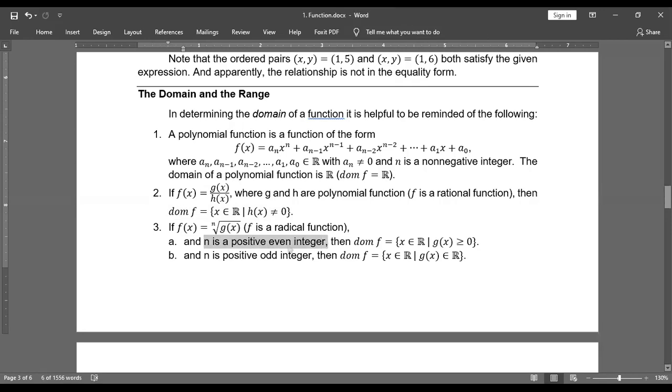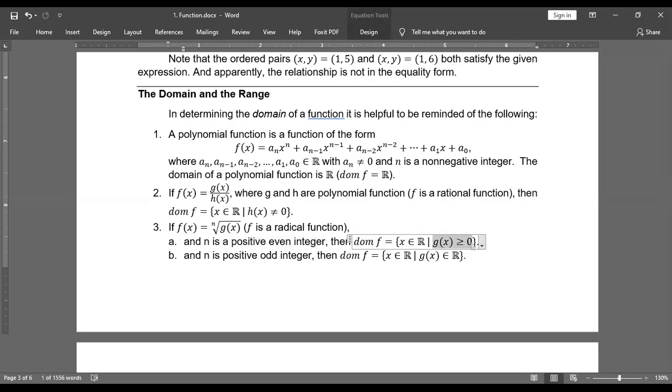Okay. Now the two cases are, if the index is even, square root, 4th, 6th, 8th root, 10th root, 12th root, and so on. The domain of the radical function is said to be all set of x element of R such that g of x or the radicand is greater than or equal to 0. Okay, we also have a restriction here. Our restriction is that the radicand must not be lesser than 0 or it cannot be negative.